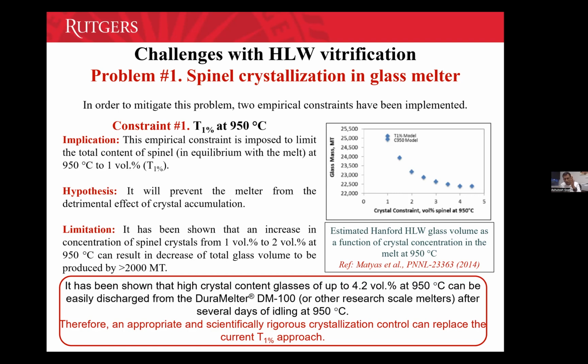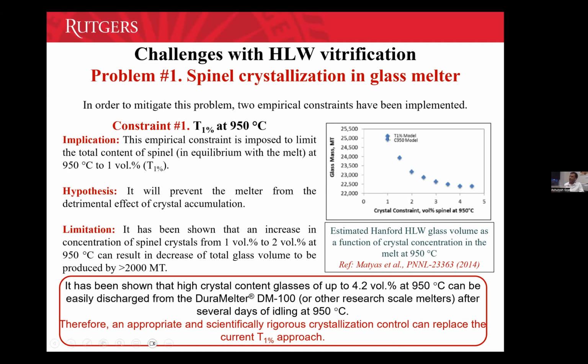If the amount of crystals exceeds 1 volume percent in the glass composition, we will not use that glass composition in the melter. So they put a restriction over there. That's a constraint. Now, in the research scale melters, we have seen that we can go up to even 4 volume percent of crystals, and the melter still works fine. So this 1 volume percent is actually just somebody's assumption, it's highly empirical. There is no basis to it.